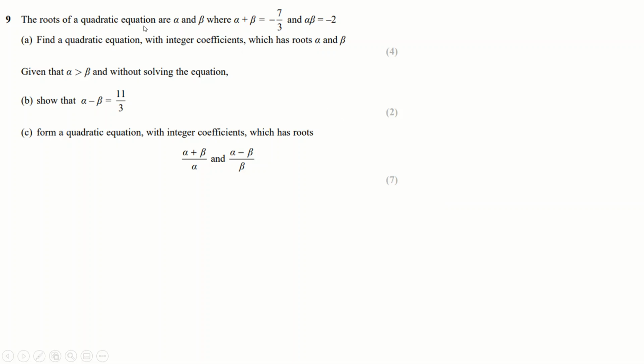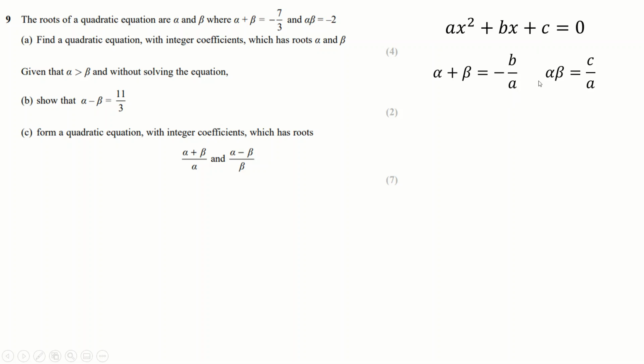Anyway, this question is about roots of a quadratic. When you have a quadratic that's got coefficients a, b, c, the sum of the roots is given by negative b over a, and the product is given by c over a. So these are just the formulas. You want to go into this exam knowing that. You can derive them.